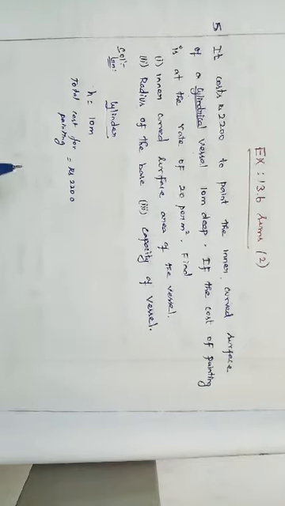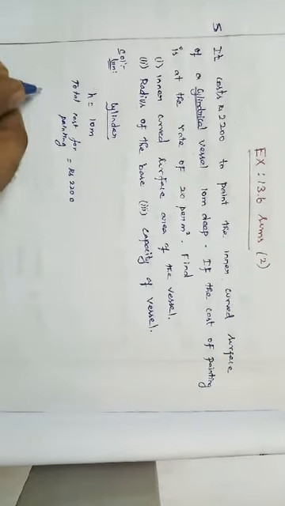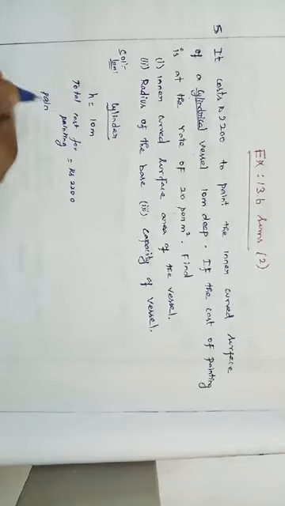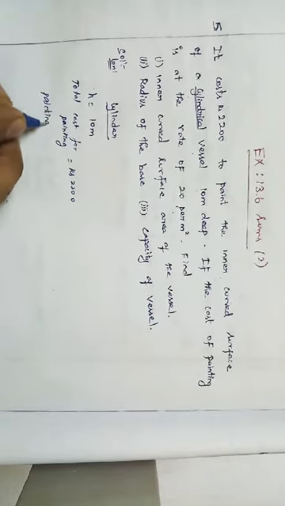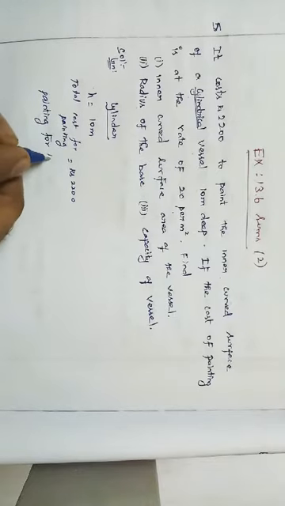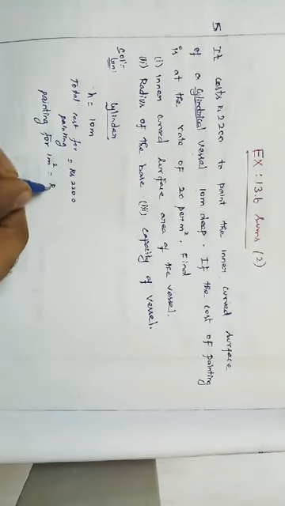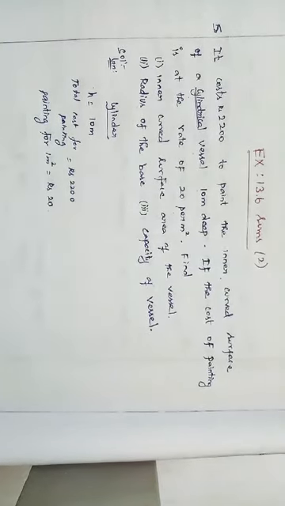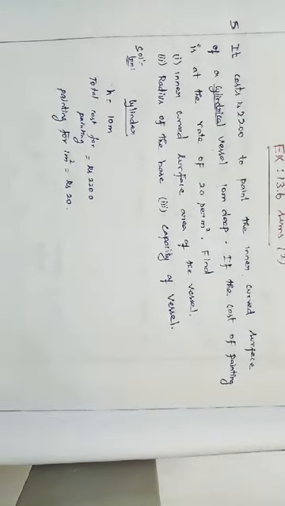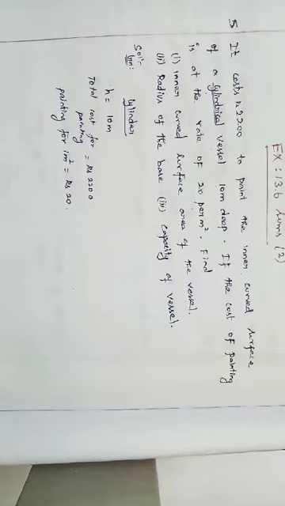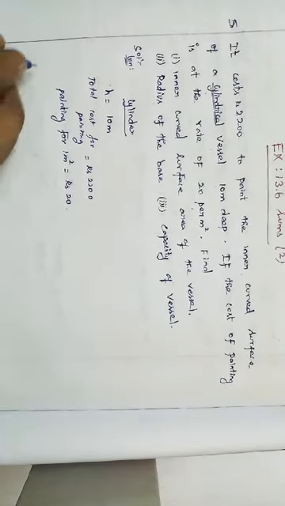That means painting for 1 meter square, that is each meter square, costs rupees 20. So what are the things we want to find? We have three subdivisions. First we will find the inner curved surface area of the vessel.